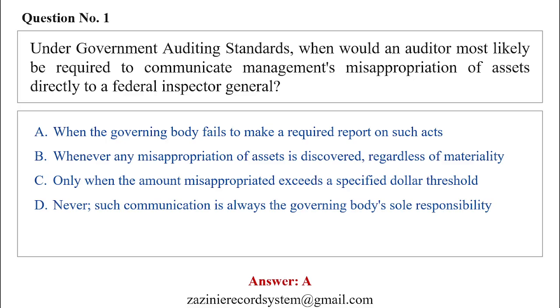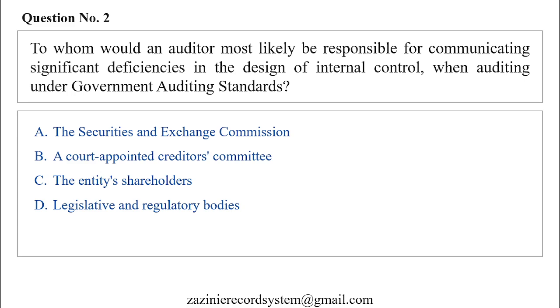Question number 2. To whom would an auditor most likely be responsible for communicating significant deficiencies in the design of internal control when auditing under government auditing standards? Letter A. The Securities and Exchange Commission. Letter B. A court-appointed creditors committee. Letter C. The entity's shareholders. Letter D. Legislative and regulatory bodies.